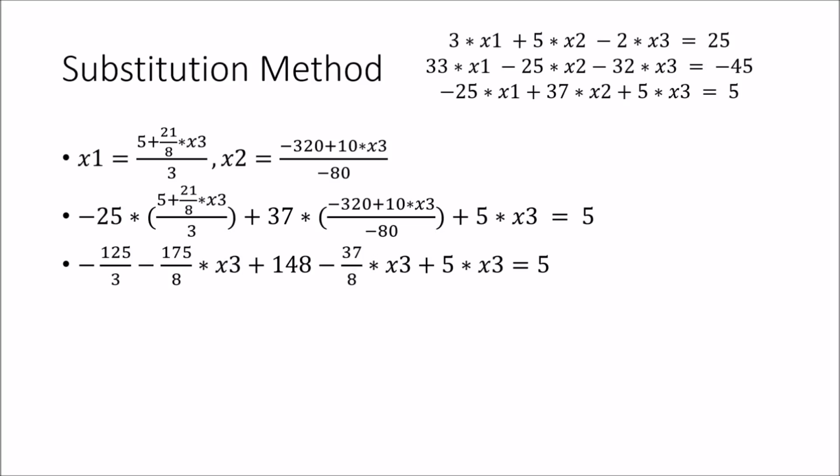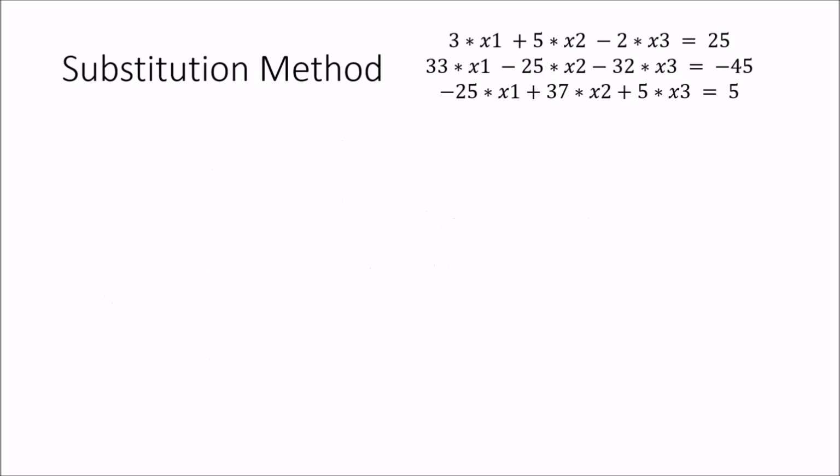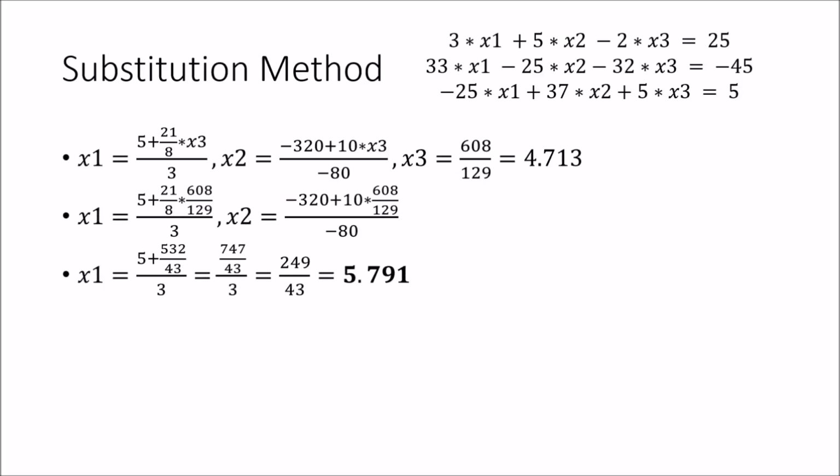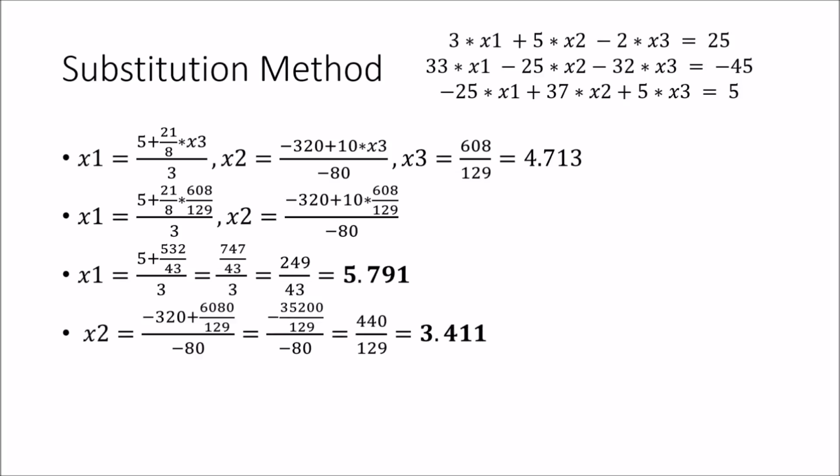And then all I have to do to simplify it further is do some simple addition and subtraction. And then I have to finally do some division, and I get the answer for x3 to be 4.713. Now I have an exact number for x3 that satisfies all three of those equations. Now, all I have to do to find x1 and x2 is substitute that value that I got for x3 into their respective equations. And now I get the values for x1 and x2 to be 5.791 for x1 and 3.411 for x2. Now that wasn't that hard.